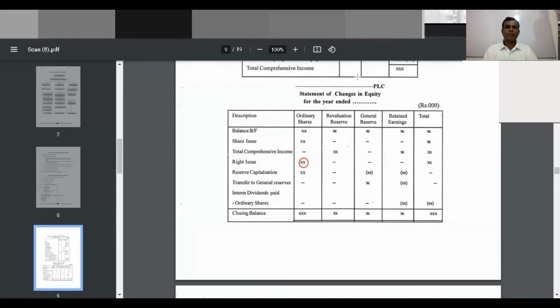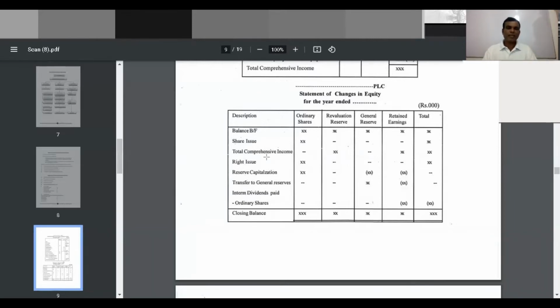Then reserve capitalization. Reserve capitalization means the issue of bonus shares. To the existing ordinary shareholders, the board of directors can distribute a certain amount of profit without charging money. That is what we call the issue of bonus shares, or the capitalization of reserves.